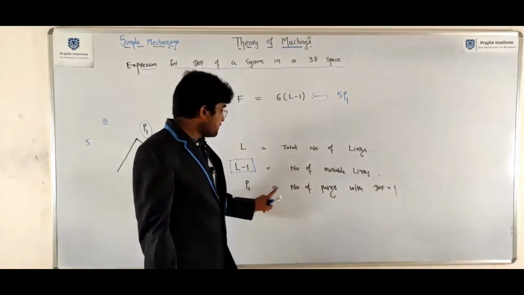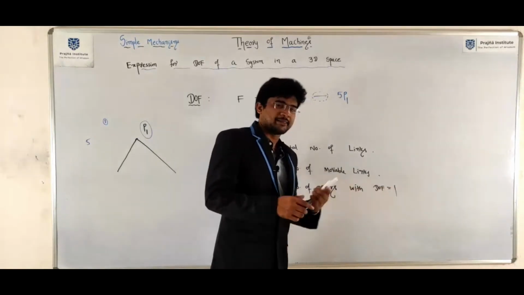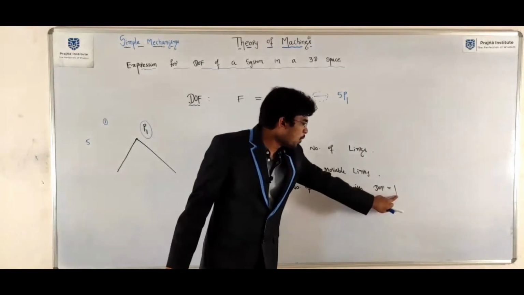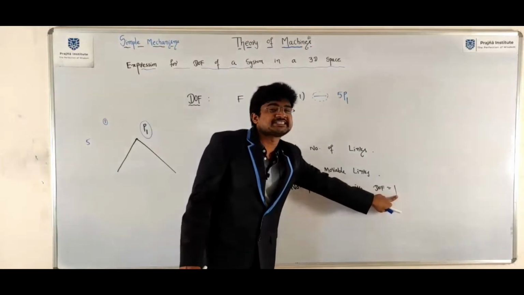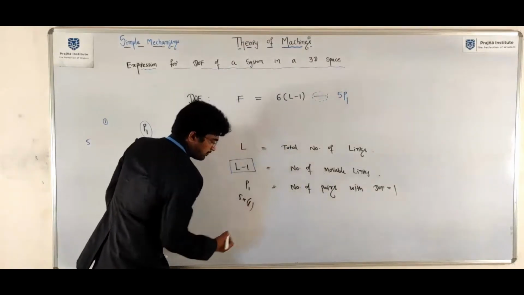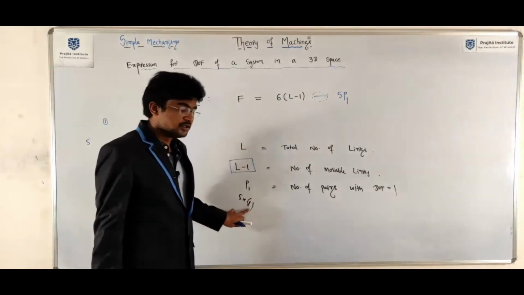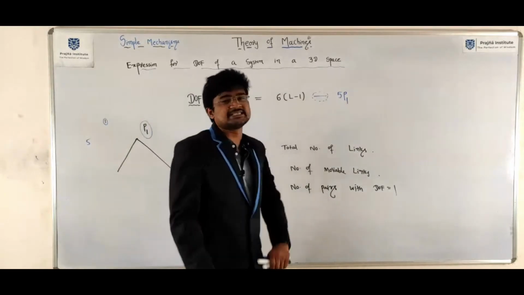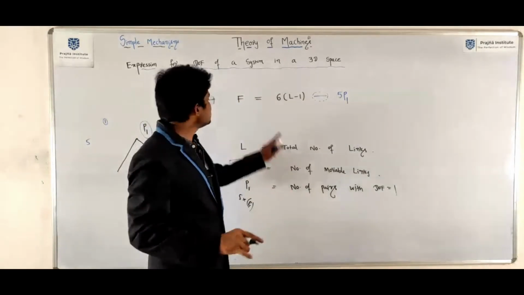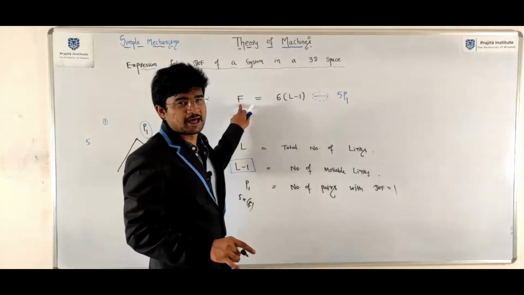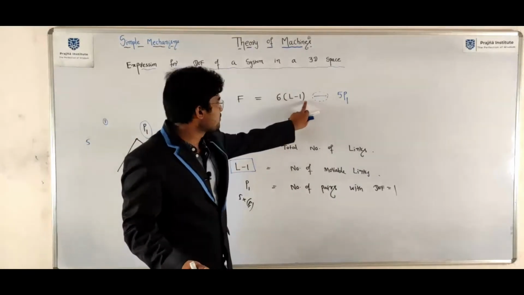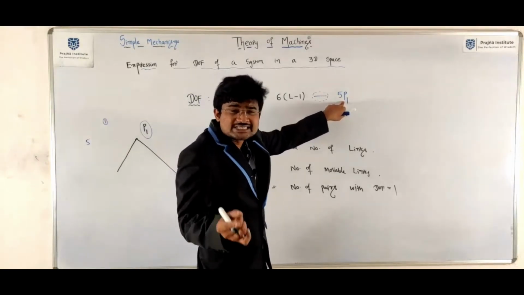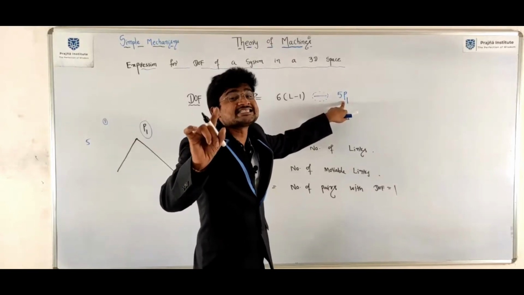P1 is the number of pairs with degree of freedom 1. Only one pair, allowing 1 degree of freedom. Number of motions restricted 5 into 1. Correct? If P1 number of pairs are there, number of motions restricted is nothing but 5P1. That is the degree of freedom formula. Definition: total possible motions minus number of restraints, number of constraints, number of motions restricted.